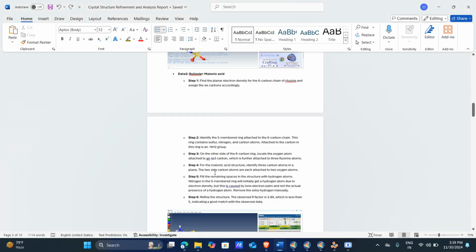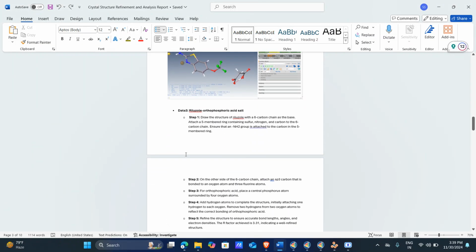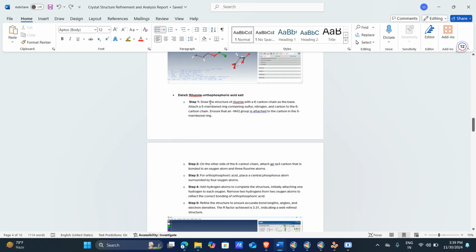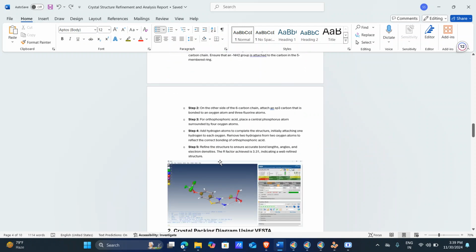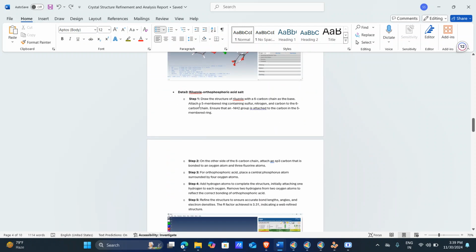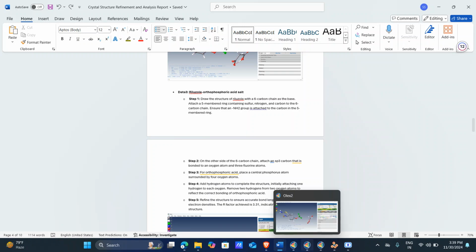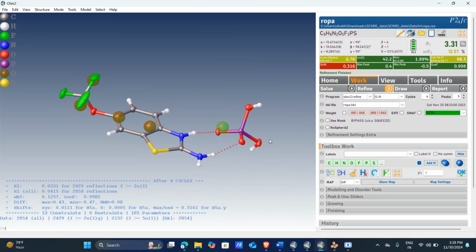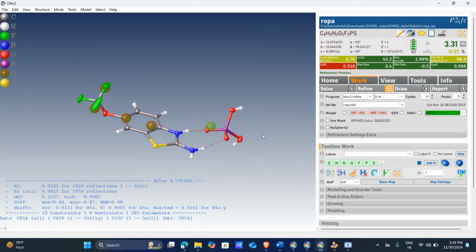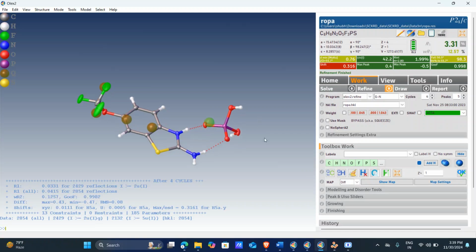Now our third structure is of riluzole and orthophosphoric acid. So we have to first draw the same. Basically, we have to draw the same steps for the riluzole, but for orthophosphoric acid, there will be... Let me first open it. So this is the structure diagram of the phosphoric acid salt.